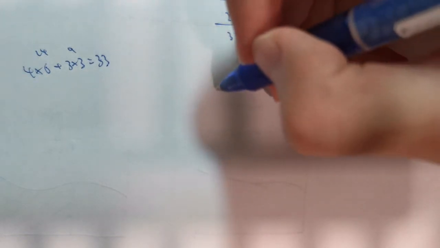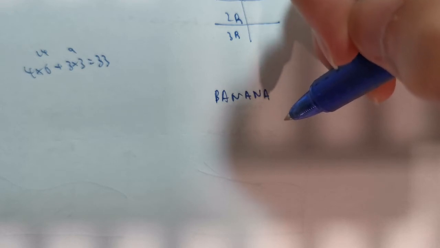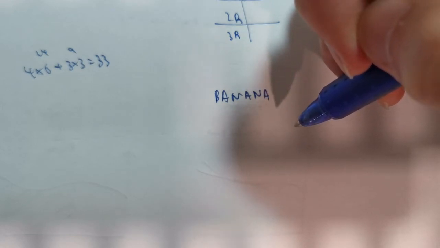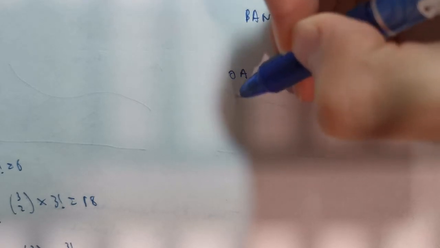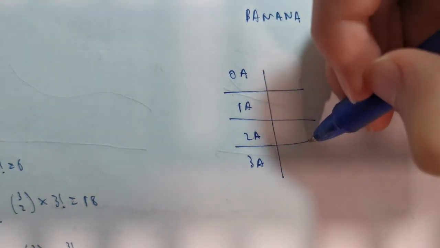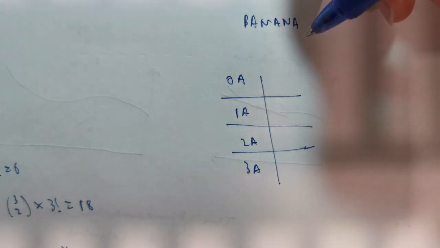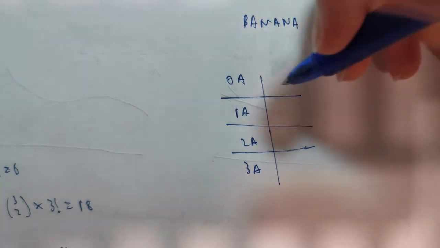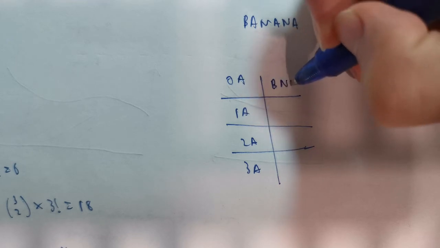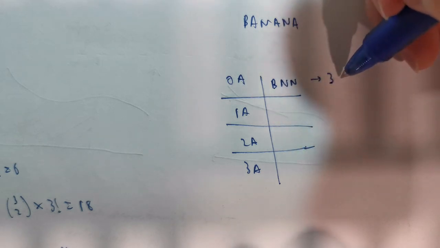Then the last word is banana. By now you probably already realized that the optimal way to do it is to split it based on the number of A's: 0A, 1A, 2A, then 3A. But within each case you count, just make sure you consider the repeated N. So for 0A's, your word will consist of the letters B and N, and for this there are 3 ways to arrange, 3 factorial over 2 factorial.